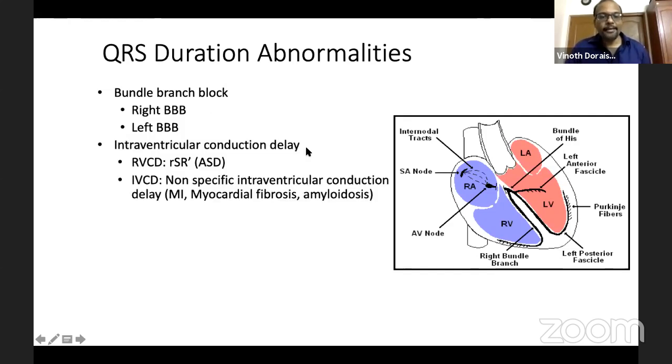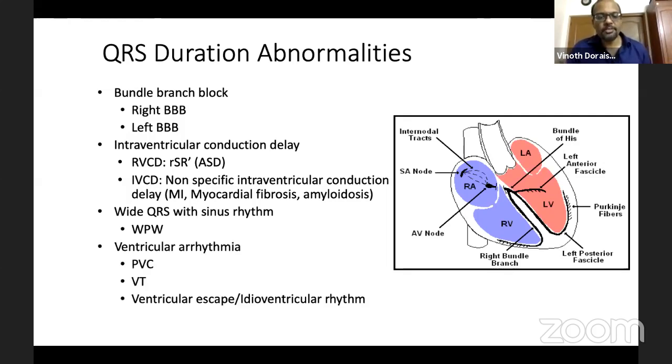Okay, and intraventricular conduction delay. So you can have a right ventricular conduction delay, for example, in an atrial septal defect. Okay, we'll see that later. Or you can have a non-specific intraventricular conduction delay where you have a widened QRS complex, but that pattern does not fit either the right bundle branch or the left bundle branch pattern. So this can be present in myocardial infarction, myocardial fibrosis, or conditions like amyloidosis. Then a wide QRS with a sinus rhythm you can have in WPW syndrome, which we have seen previously.